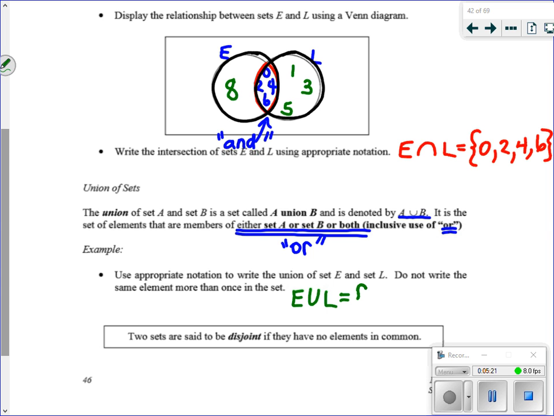That would be the set of, and usually we write them in ascending order. So it would be 0, 1, 2, 3, 4, 5, 6, and 8. Okay, it's either in set E or set L or both. There is no 7 in these sets, is there?